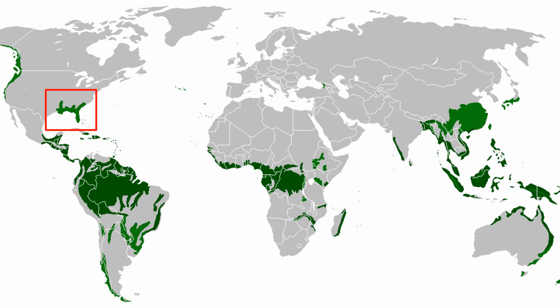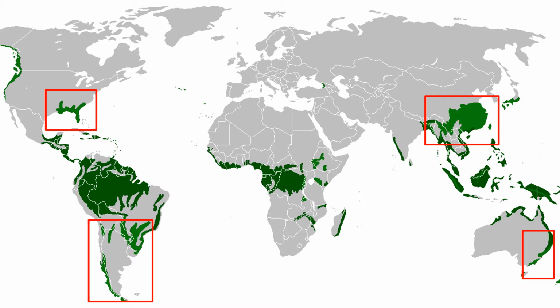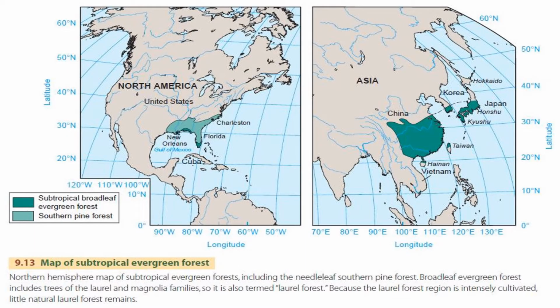They mostly cover southeastern U.S., which includes Florida, southeastern Asia, which includes China, some parts of southeastern Australia, southern South America, and eastern Central Africa and Ethiopia. The southern tip of Florida is classified as subtropical broadleaf evergreen forest, with the rest being a southern pine forest. The subtropical broadleaf evergreen forest also is located in China. The trees in the broadleaf forest include trees of the laurel and magnolia families.